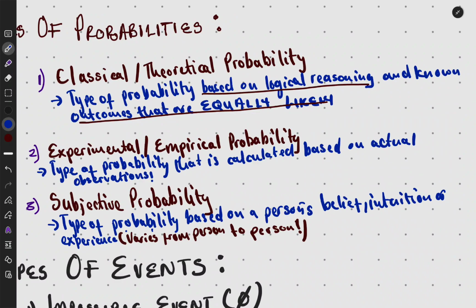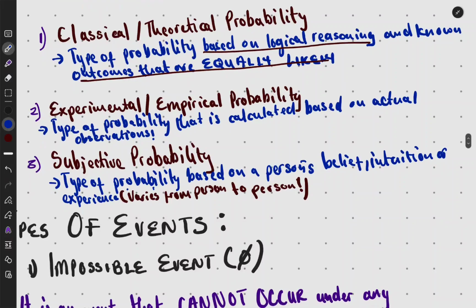But it is not like dropping a bottle. When you drop a bottle, especially if it's empty, it likes to fall sideways. So it has a higher chance of falling sideways than falling straight up. So this is not 50-50, and that is not a classical or theoretical probability. For theoretical probability, 2 things must hold: number 1, it is based on logical reasoning, and number 2, all the outcomes are equally likely. Then we have classical or theoretical probability.